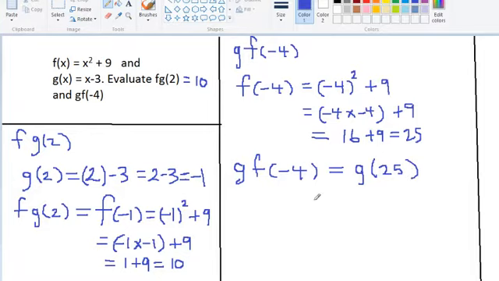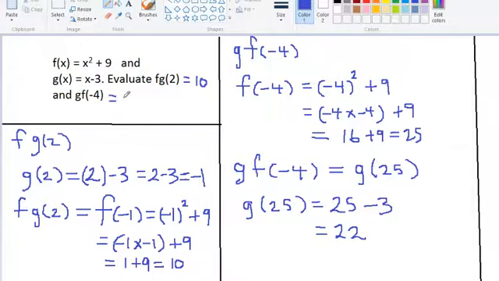Okay? So we are working out g of 25 using our g function. And we are going to replace the x in the g function by 25. So we will get, instead of x subtract 3, we will get 25 subtract 3. And 25 subtract 3 is 22, which is our answer for g of f of negative 4.